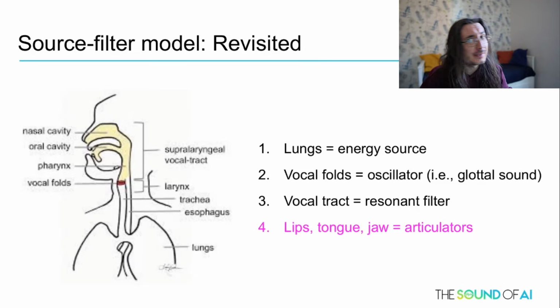Hear this, for example. So I'm with an a and I'm going to move to an e. You see, I just move my tongue, the way I arrange my tongue and the lips, and the resonant filters are going to change their shape, and that is going to change the sound. It's going to change the phoneme, actually. Okay, so here's your source filter model in more detail.